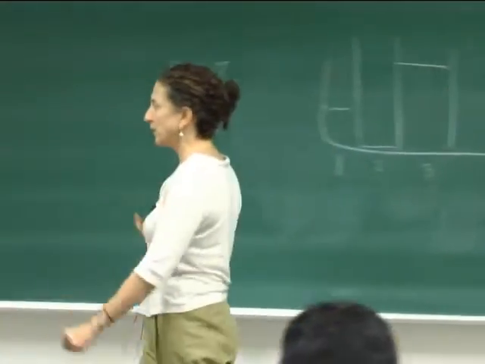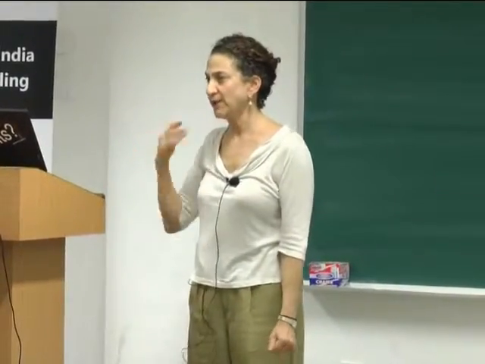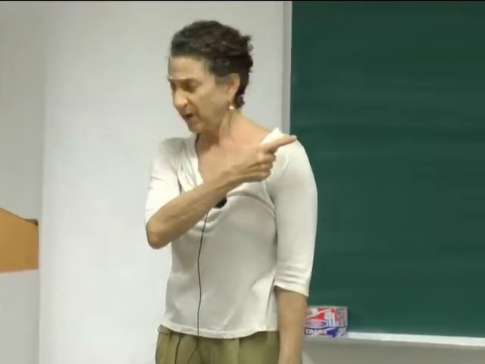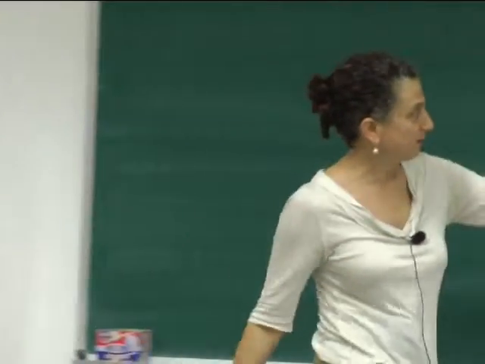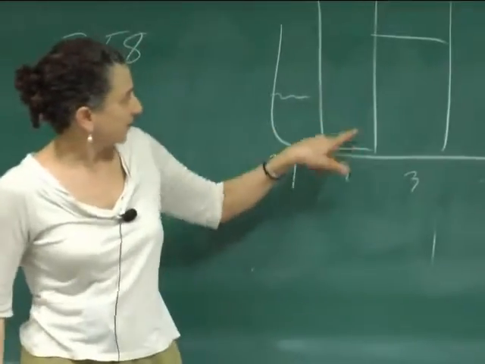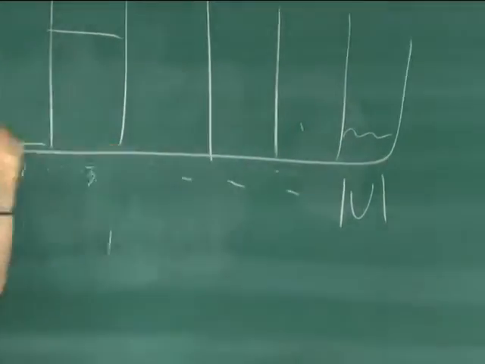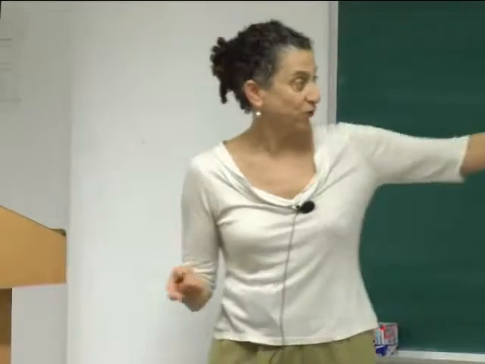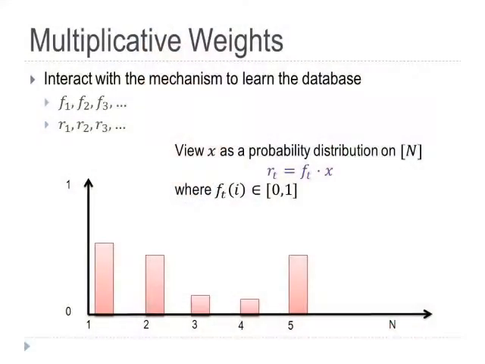So we're going to be using that. We're going to think of this database as a vector like this. Except for one more thing, we're going to normalize it. So I'm going to take these counts and divide them by n. So now this is like a probability distribution. They sum to 1. So I'm going to represent the database as a probability distribution over elements in the universe. Okay.